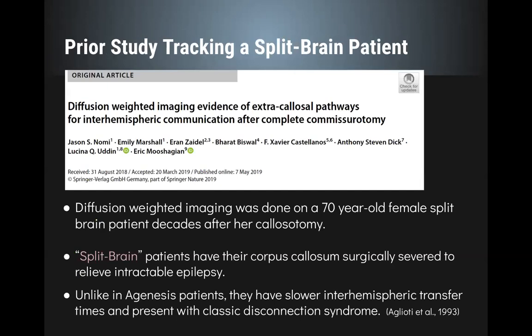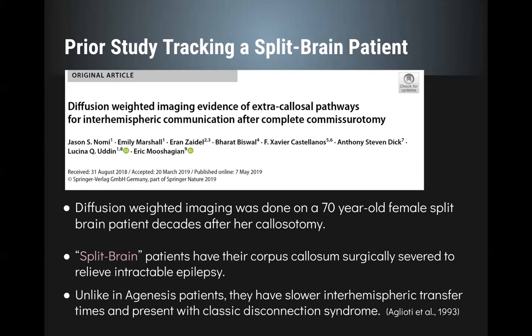Yeah, so we based it off a previous study where there was a 70-year-old female patient who had a split brain, that is, her corpus callosum was surgically removed to relieve intractable epilepsy, and she was called a split brain patient. Unlike the agenesis patients, she did have slower interhemispheric transfer and had social problems as well as a disconnection syndrome. Yeah, so this paper was done by Jason and others in Miami.